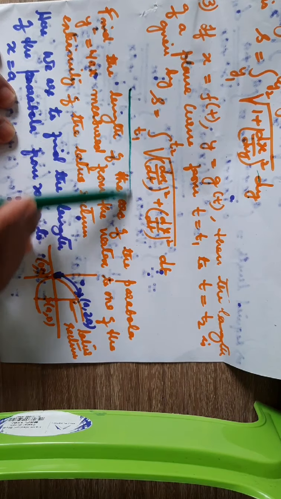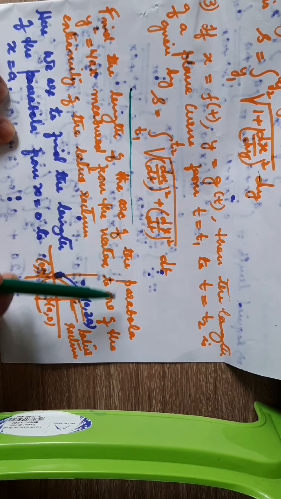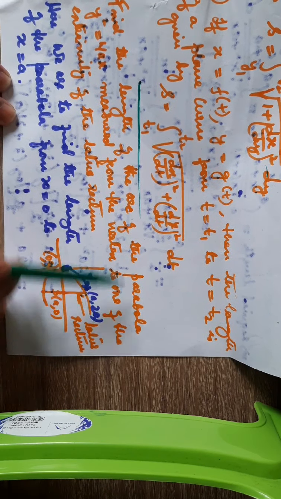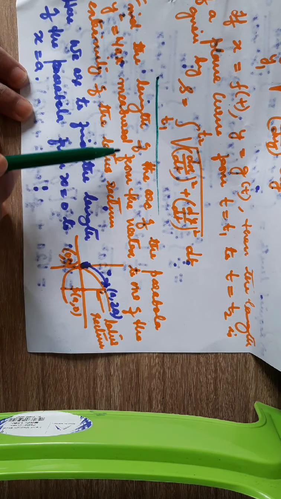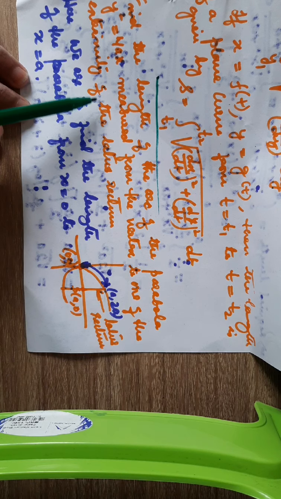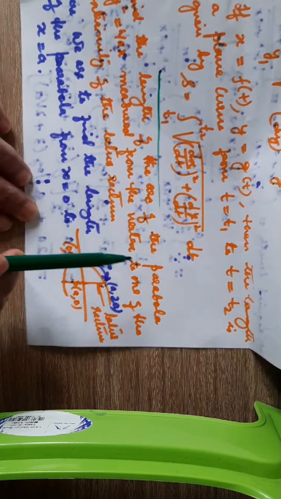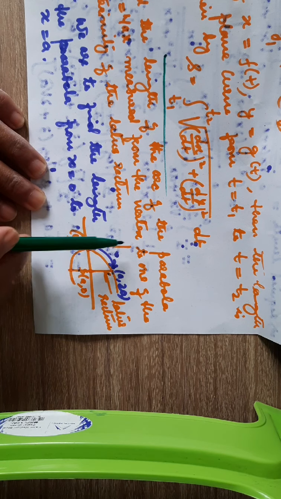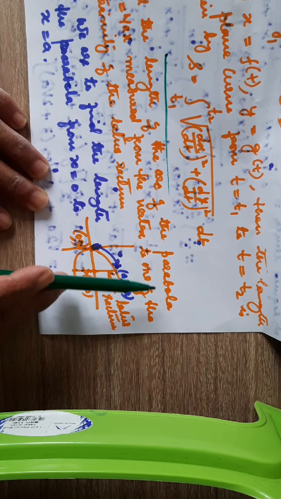Now let us apply these formulas in finding the length of the given curve. So the first one is find the length of the arc of the parabola y square is equal to 4ax measured from the vertex to one of the extremity of the latus rectum. Since we have done in the second semester, we have discussed thoroughly regarding the equation of the parabola.